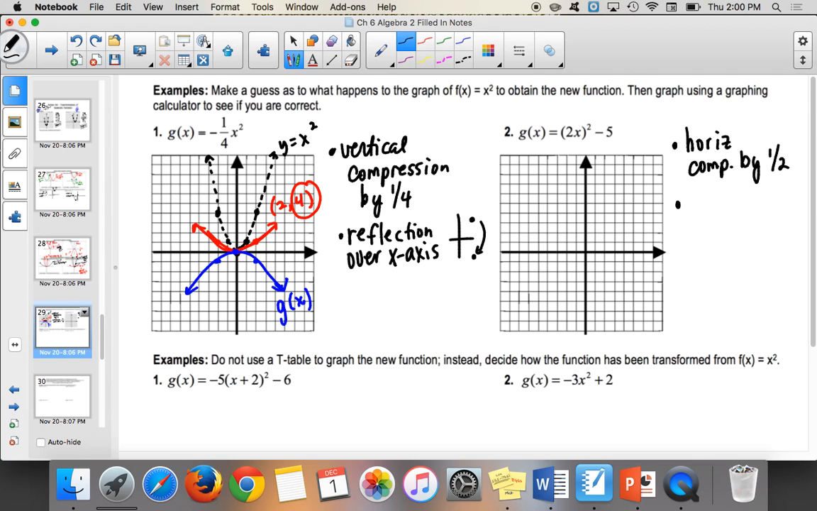-5, where does it go? Yeah, down 5. So we have our normal parent function. Sketch that one in first. We're going to do a horizontal compression by 1/2. So again, think about that point 2, 4. If I have my x values, where does it go? 1, 4, so it's here. Same with the other side.